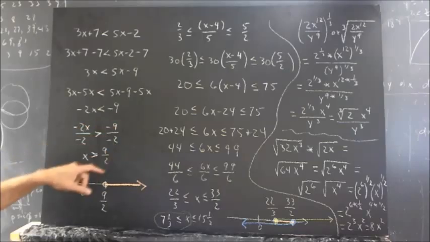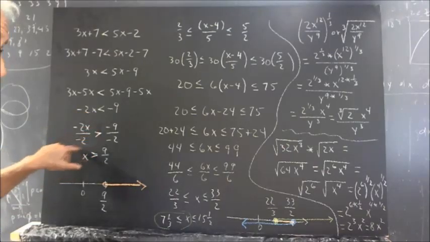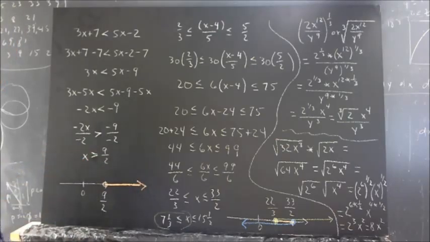Now that you're on a roll, you're going to want to divide by negative 2, and that's going to give you x. Now the only thing you've got to be careful of is you reverse that inequality when you divide by the negative. And we end up with x greater than 9 halves. 9 halves is 4 1/2.